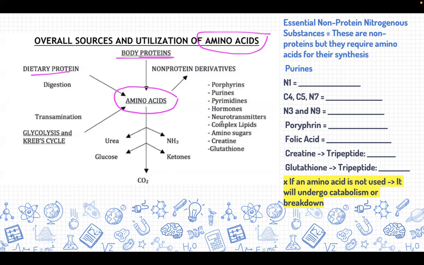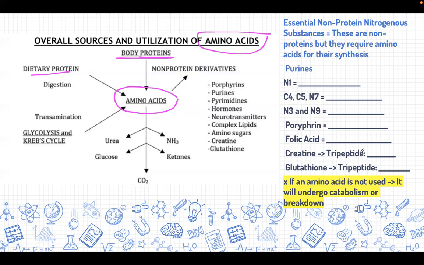Hindi kagaya ng mga ibang molecules or substances, they'll be needing amino acid and they are protein. But however, itong mga nasa right side, hindi sila protein pero kailangan nila ng amino acid for their synthesis. So itong mga non-protein derivatives lang to. Pero itong mga nasa right side, yung mga sinasabi nating non-protein nitrogenous substances.